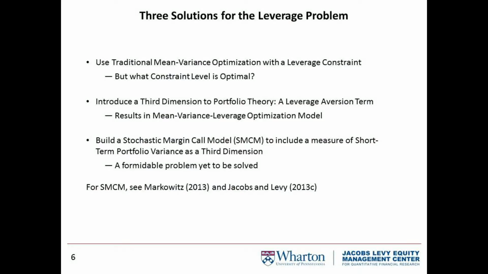A third alternative has recently been proposed by none other than Harry Markowitz, which is to build a stochastic margin call model, and that model would anticipate portfolio margin calls, and it would include a short-term measure of volatility, which would be a third dimension. However, that's a formidable problem that's yet to be solved.